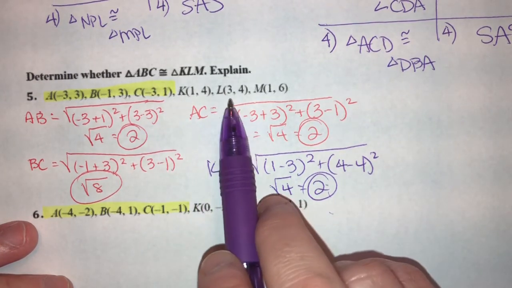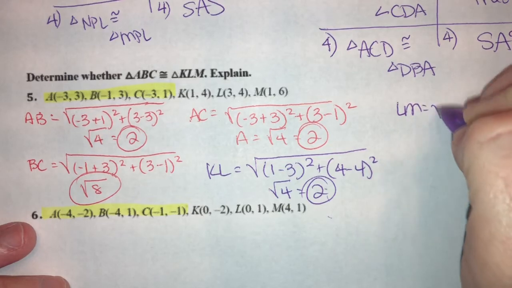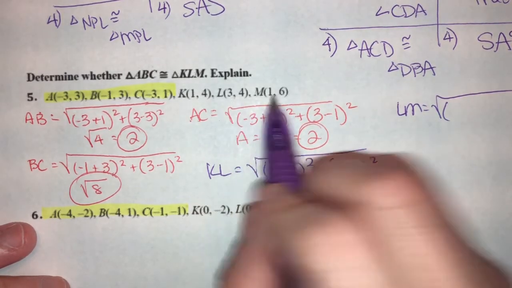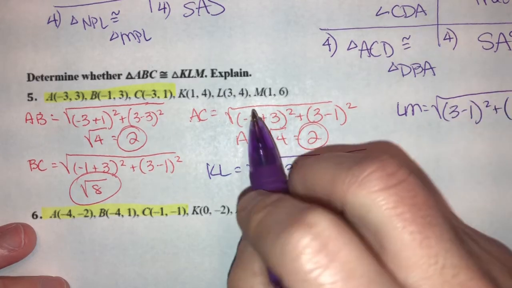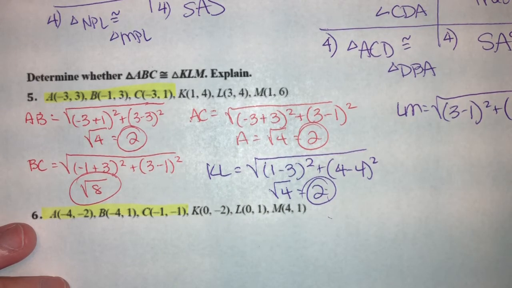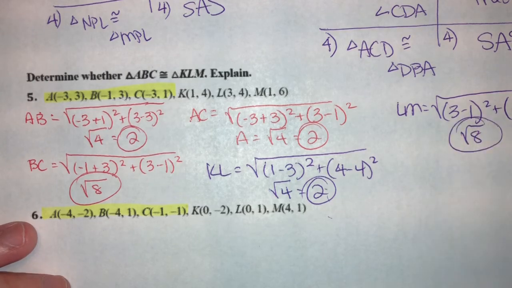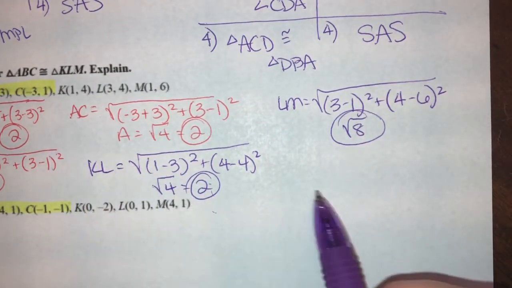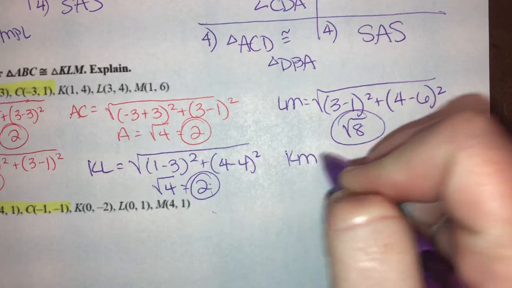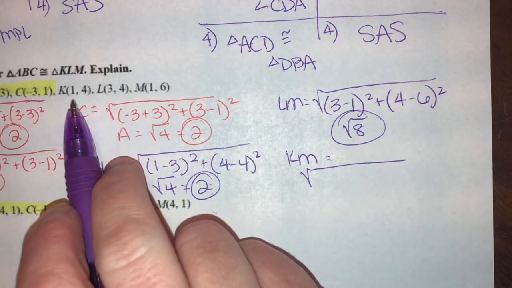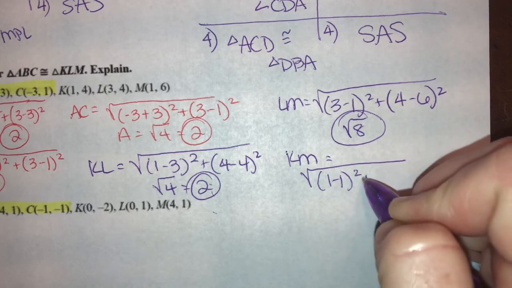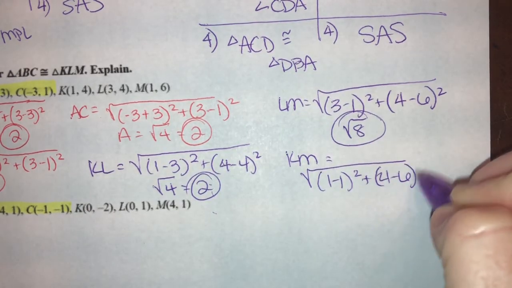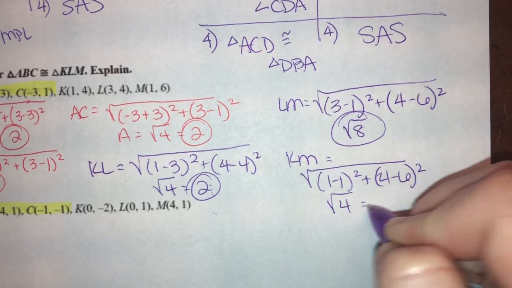Now we need to find LM. X minus x, 3 minus 1. Y minus y, 4 minus 6. 3 minus 1 squared is 2. 2 squared is 4, and -2 squared is 4, so this is square root of 8. Okay, so far so good. I have one of those over here in the red. And lastly, I need to find the length of KM. Square root of 1 minus 1 plus 4 minus 6, and square root of 4 equals 2.